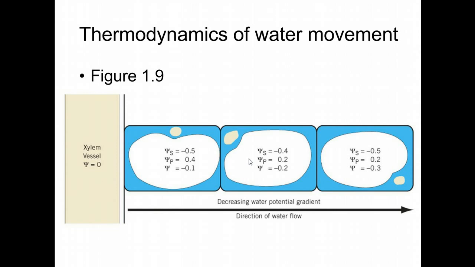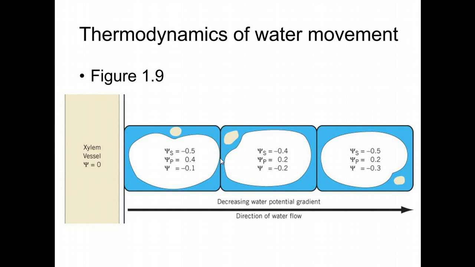Pressure can be 0.2. So how's water going to move? Water's going to move back and forth till it's the same concentration in all of those cells. So if this is -0.1 and this is -0.3, they're going to move until all 3 cells have a water potential of -0.2. So water's just going to move back and forth. That's the only thing we're talking about: moving water.